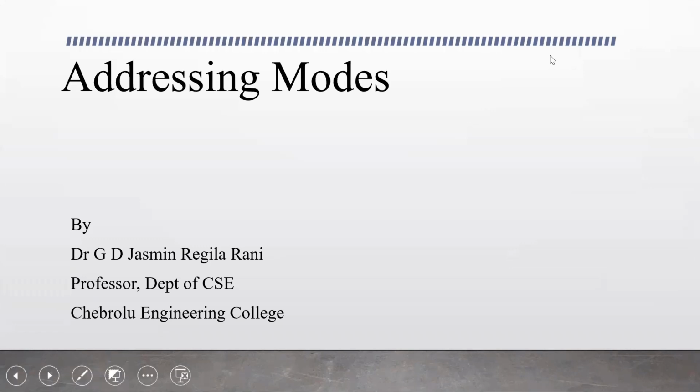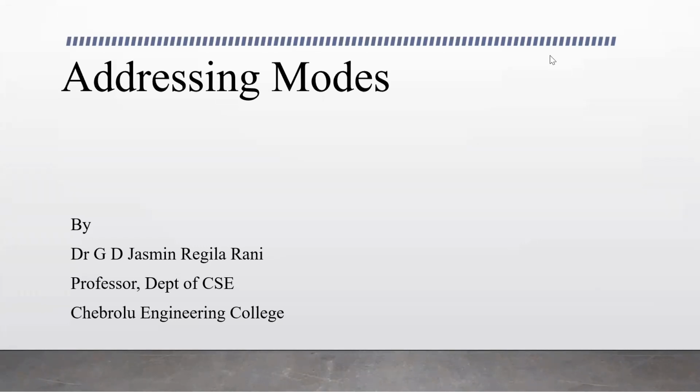In the last class, we discussed the types of instructions, right? The types of instructions based on the number of address fields the instruction has. And in this class, we learn about addressing modes. Addressing modes define the way the address is specified in the instruction format.